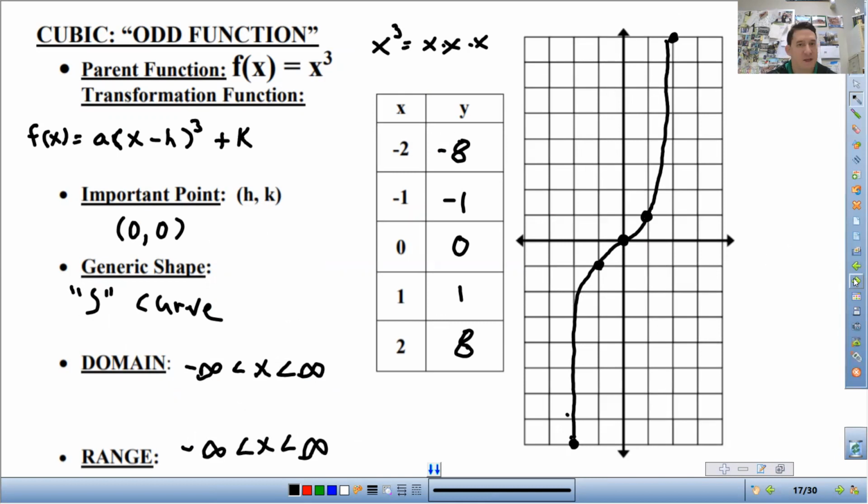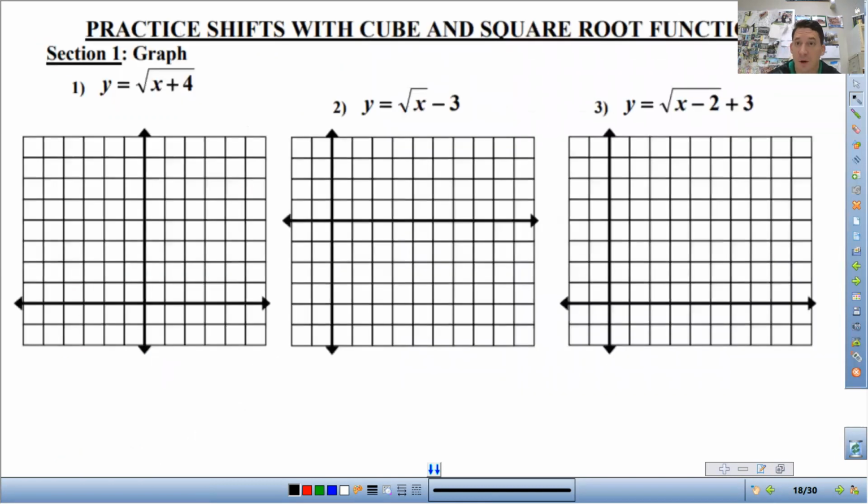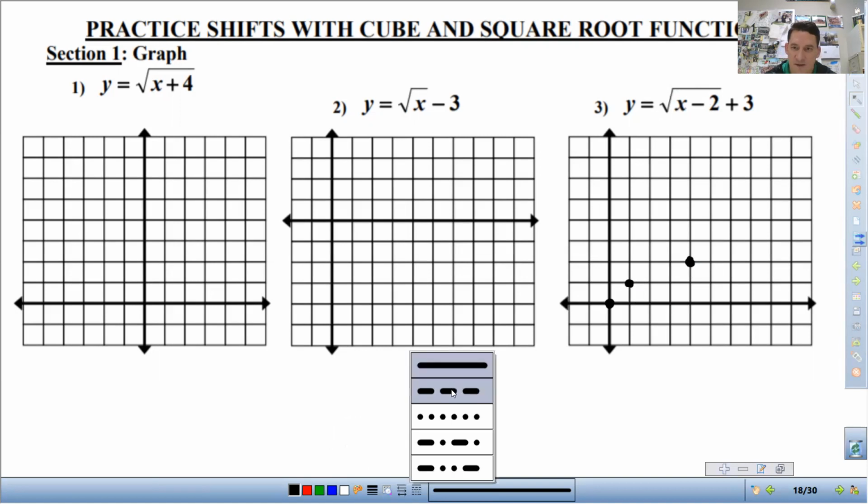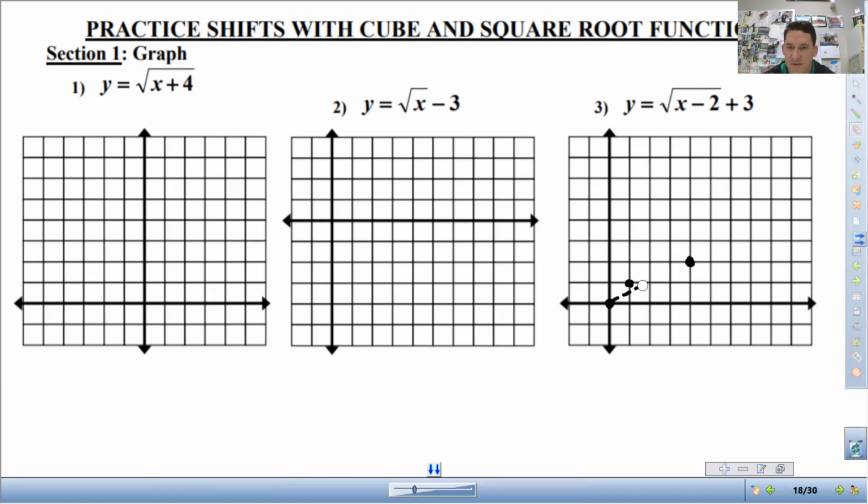All right, let's transform this stuff. So I'm gonna go ahead and do number 3 here. Number 3, it's the square root. So make sure you're paying attention to the function here. It's the square root function. So I'm gonna quickly just plot the 1, 2, 4. And for this one, I'm just gonna do 3 points because that's good enough. So there we go. That is our parent function.